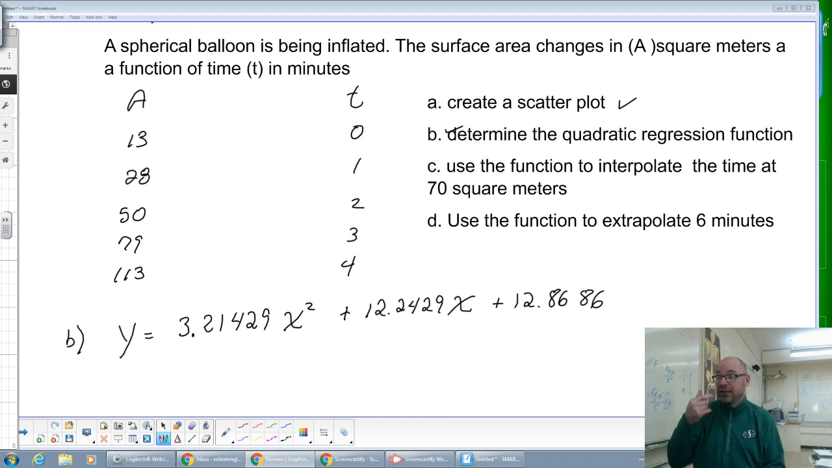Now it says use the function to interpolate the time at 70 square meters. So this one here, we have x as a function. I guess I shouldn't have put x, I should have put t's in there, right? Because we actually put the variable t up here. My mistake. And this should have been y, but we can leave it like that. So if y was 70, what would x be? Well, that's kind of hard to do with the function unless you know factoring.